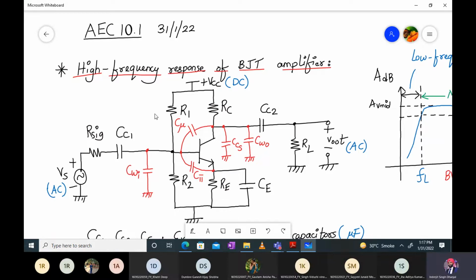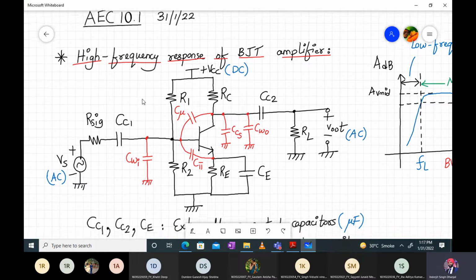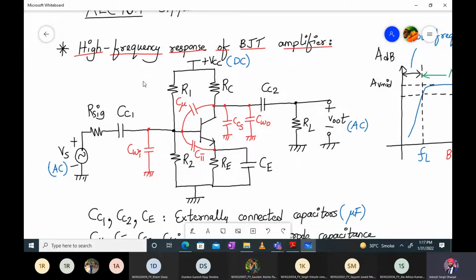Electronic Circuits, lecture number 10. And we will continue our discussion on high frequency response of BJT amplifier. So last time we have seen the origin of inter-electrode or parasitic capacitance in the form of C mu, C pi, and CCS. And also we have additionally seen what was the origin of the wiring capacitances.